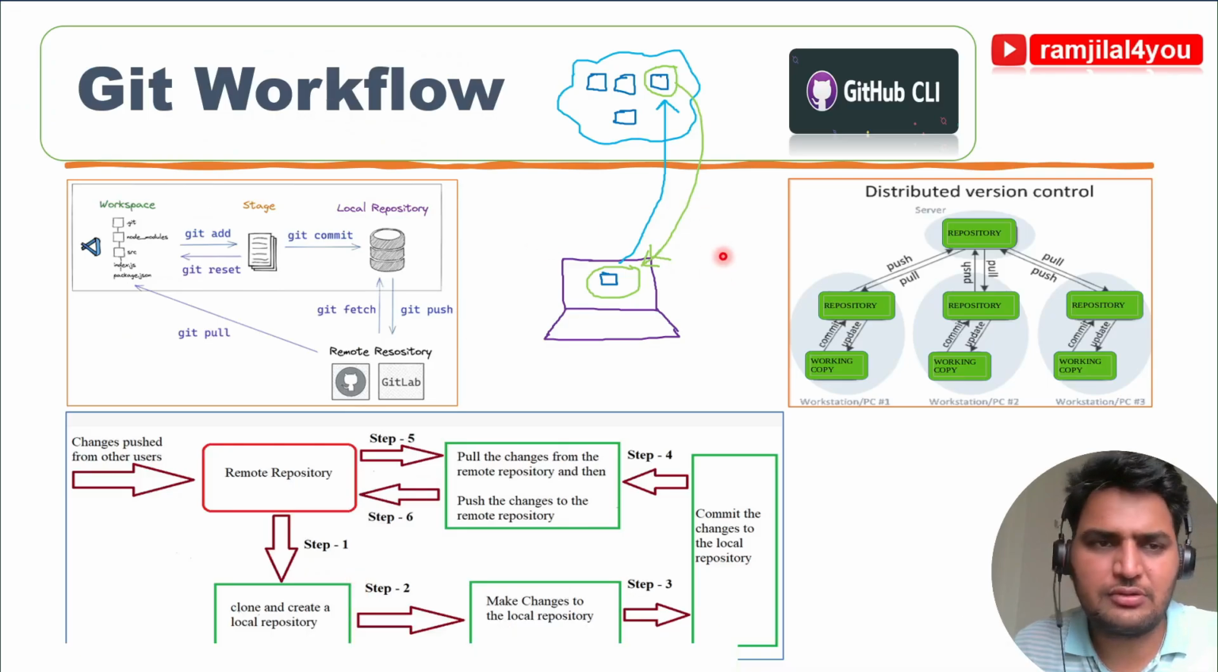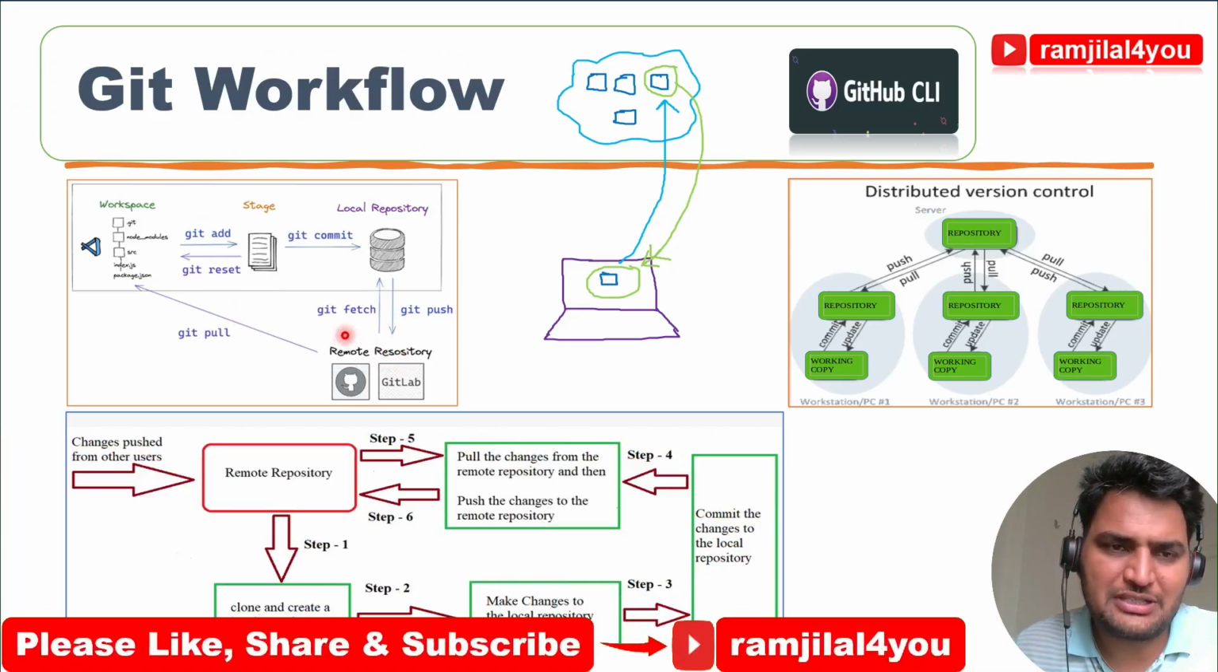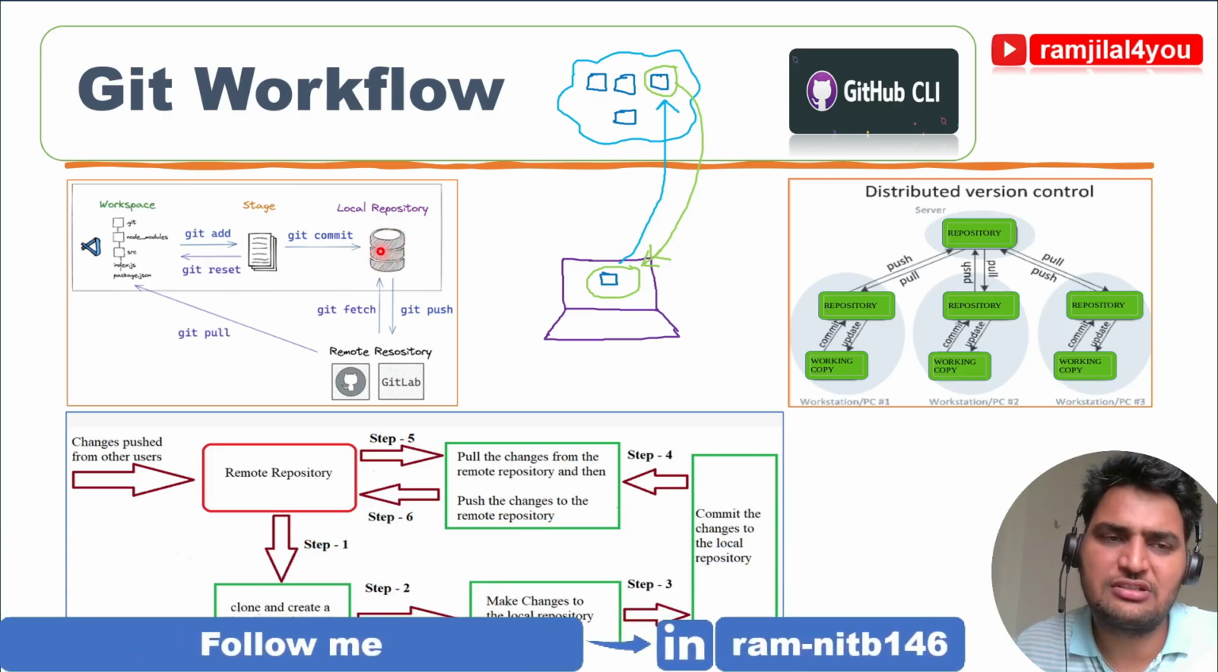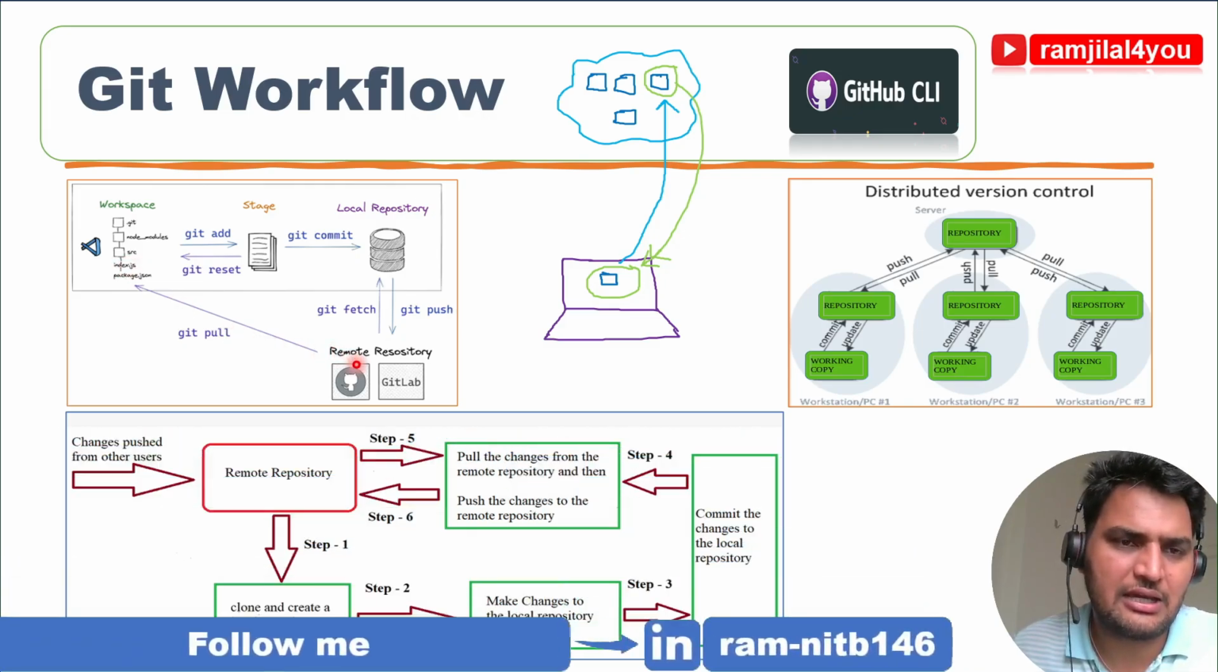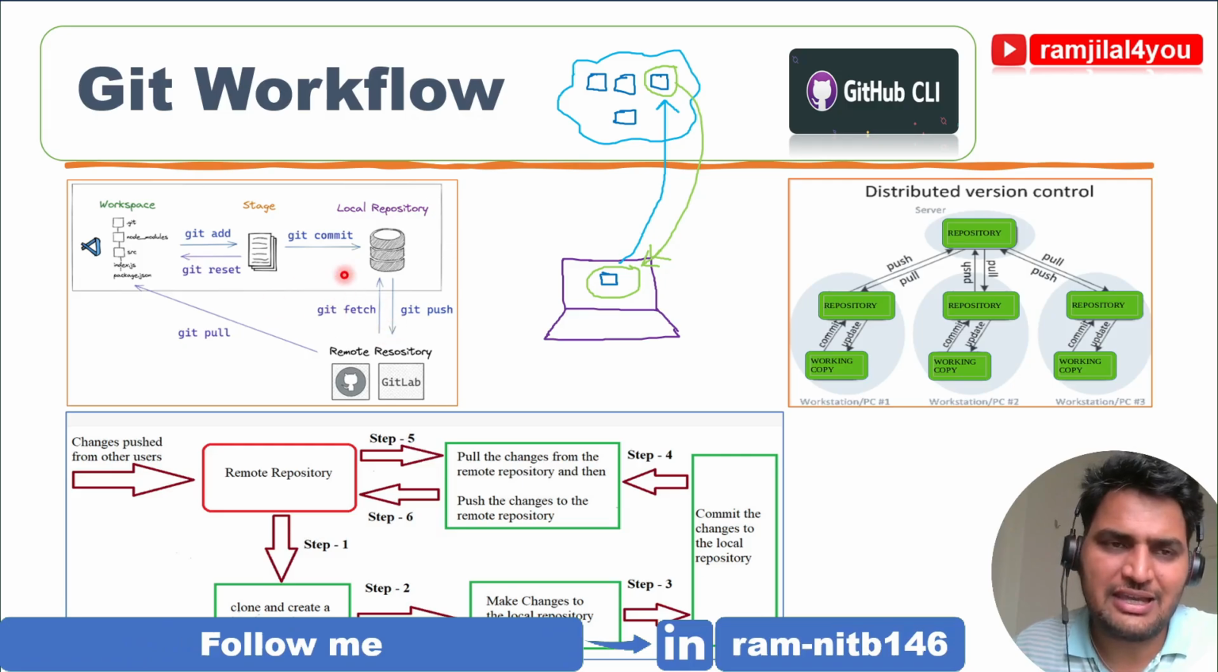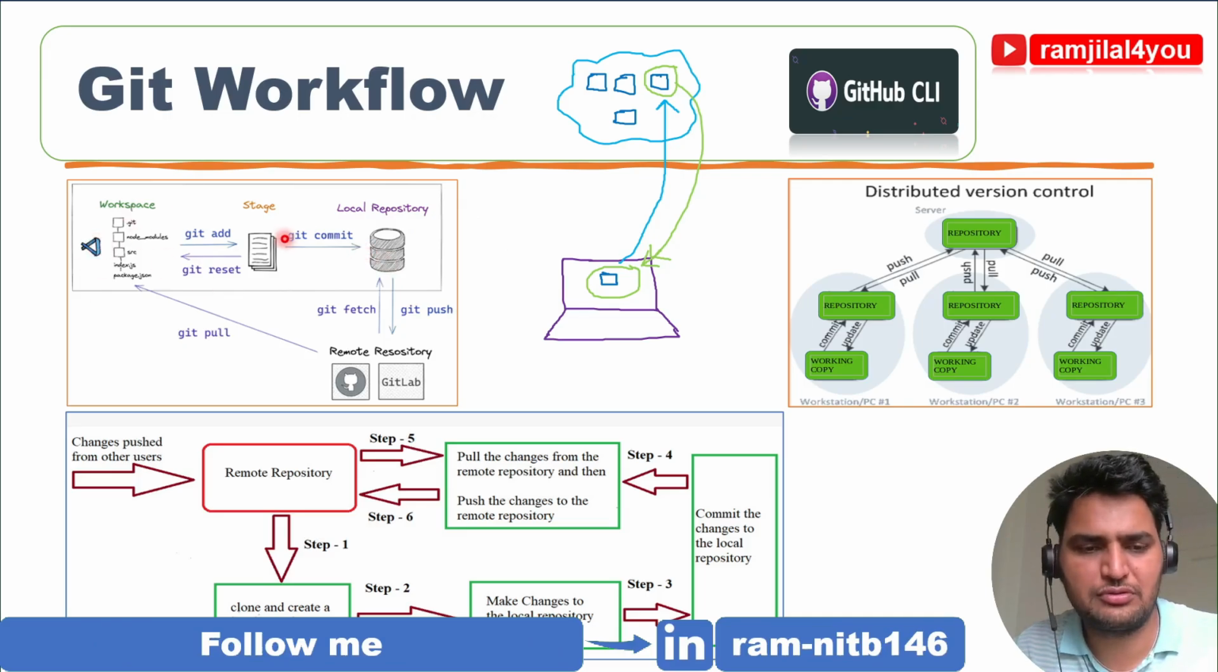When we do fetch, it copies those changes to the local repository, but does not merge those changes to the working copy. That's why we cannot see those changes, right? But when we do the pull, first it fetches the changes to the local repository, and then it merges. So there are two steps in a pull. Here I have marked one arrow only, but it first does the fetch, and then it merges those changes with the working copy. So I hope you got it.